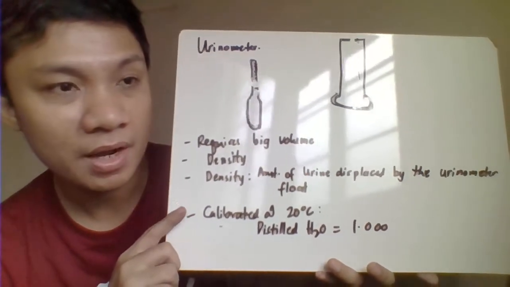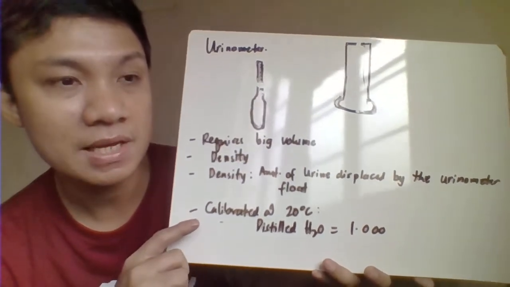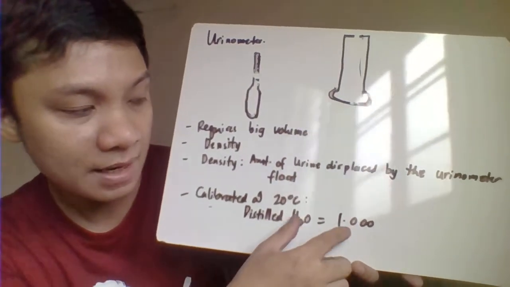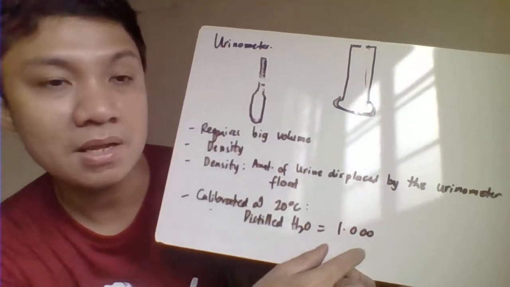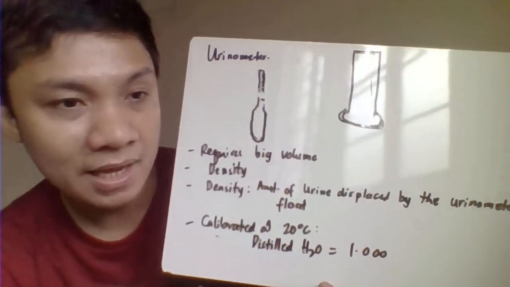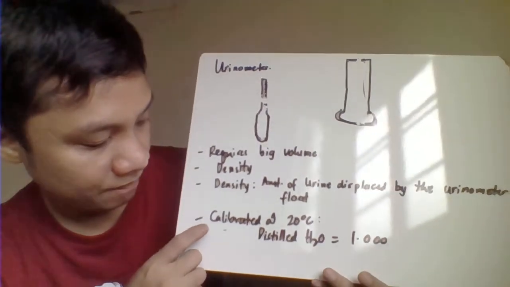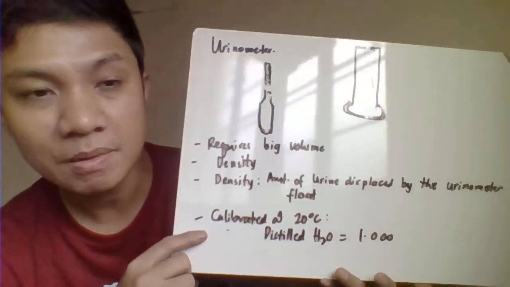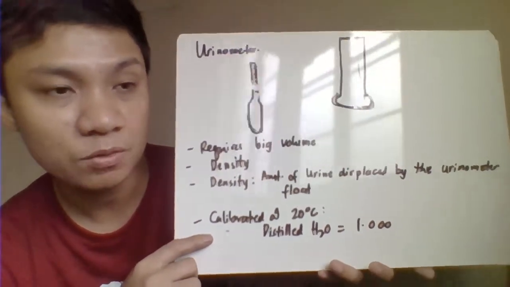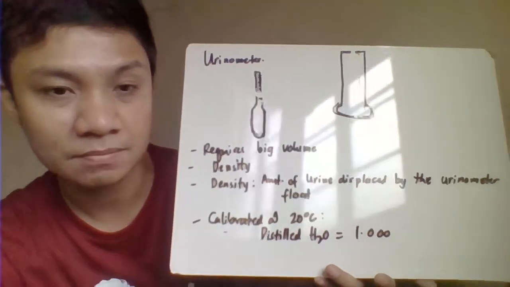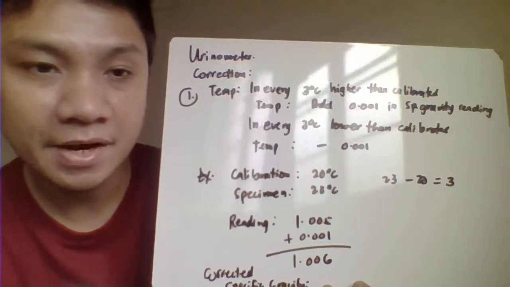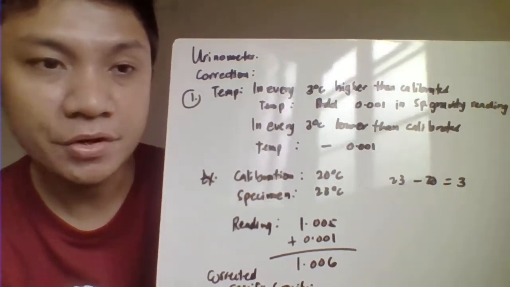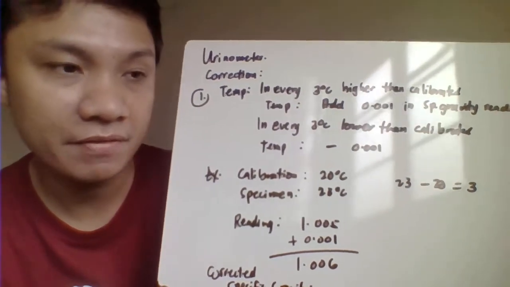Once you calibrate this one, the reading here should be exactly 1.000. There are 3 decimals after the 1. That would represent your specific gravity. Okay, so this one is also calibrated at a temperature of 20 degrees Celsius. Then we have here the necessary corrections when you're using the urinometer for the specific gravity reading.